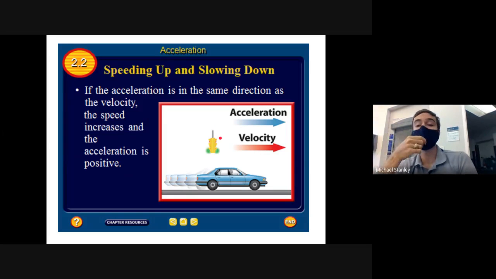So if acceleration and velocity are in the same direction, if a car is accelerating to the right and it's increasing its velocity to the right, so the car is traveling to the right and it's also changing its speed to the right, then the acceleration is positive. So the speed is increasing because the acceleration and the velocity are both going in the same direction. So this would be a car hitting the gas once the light turns green.